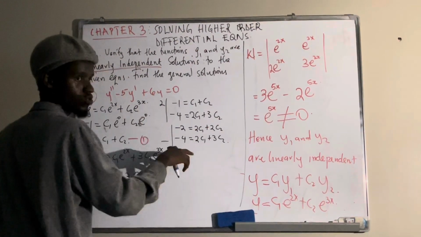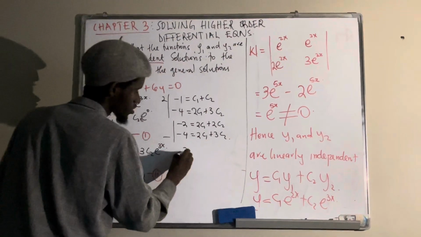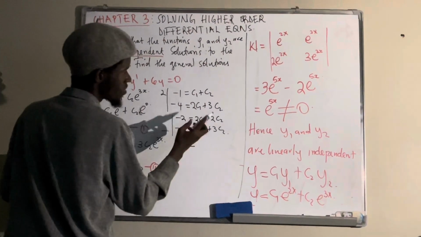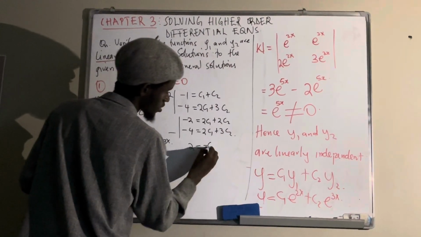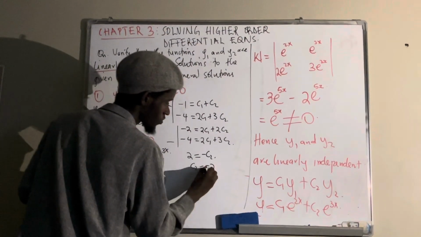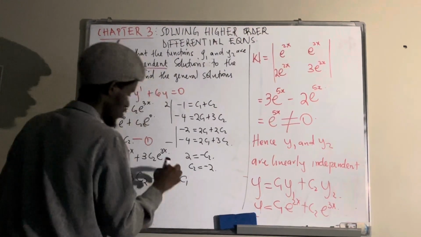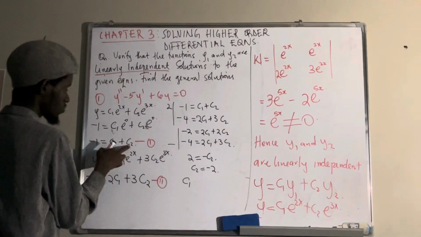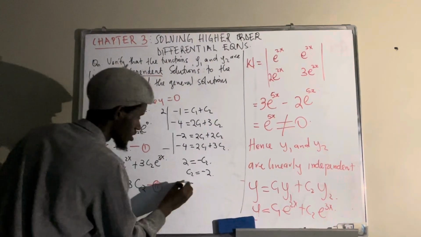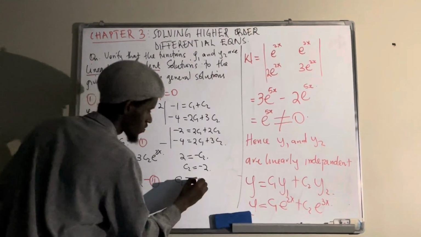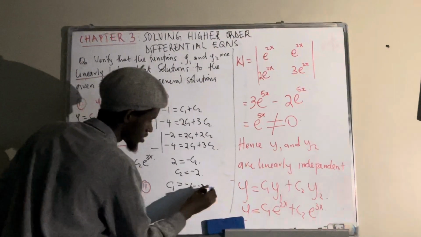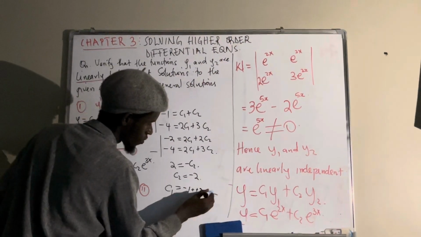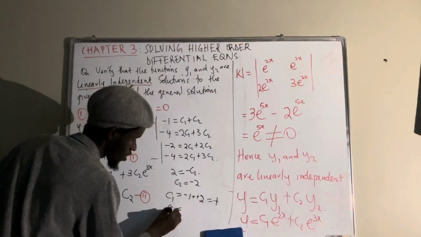Then if I decide to subtract these two equations, I have negative 2 minus negative 4, which is positive 2, equal to 2C1 minus 2C1, which is 0. Then 2C2 minus 3C2, I have negative C2. Therefore, C2 is negative 2. And then I can easily get C1 from equation 1. My C1 is going to be equal to negative 1 minus C2, which is negative 1 minus negative 2. The minus becomes a positive, so I'll just have a 1. Therefore, my C1 is 1.